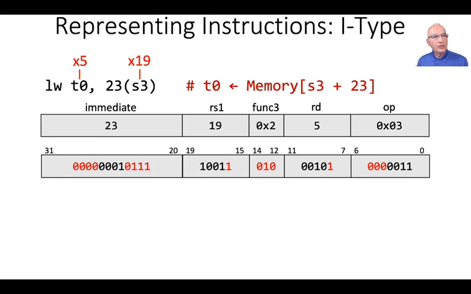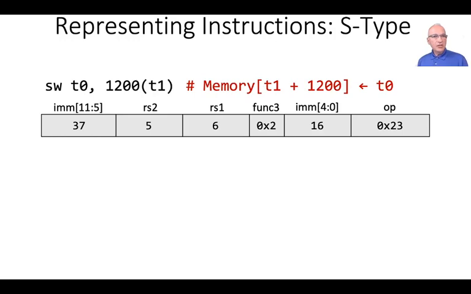The opcode for the load word instruction is 0x03. And the immediate value, the value that appears in front of the parentheses here, that's the displacement for the address, is specified in the top 12 bits of the instruction. So in memory, you'd see this value, and whenever the processor sees a word that came from memory as an instruction with this very specific code, it will know that it has to do a load word from S3 with a displacement of 23 and put the result into T0.